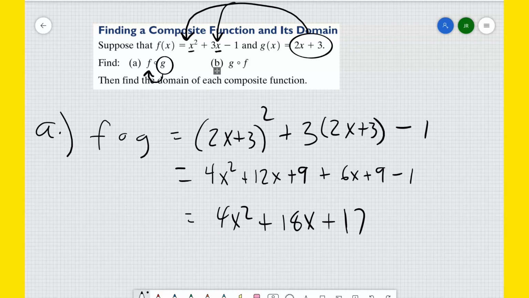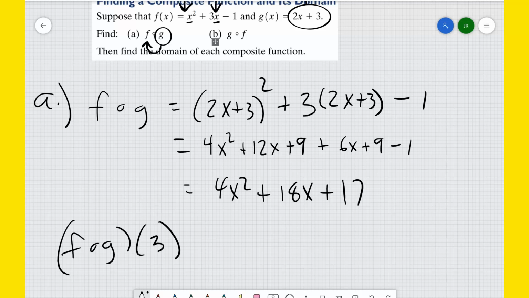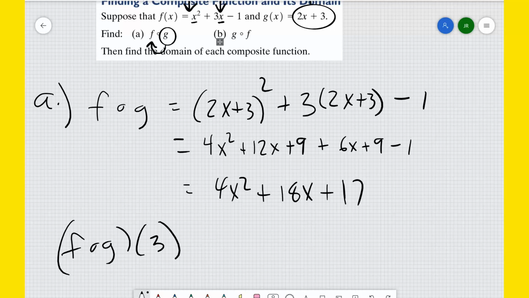So if you had a problem now that said f of g of 3, then you could plug the 3 into g and then plug that result into f, but you could also just plug the 3 into that function that we just found, the f of g function. And that would give you the same exact thing.